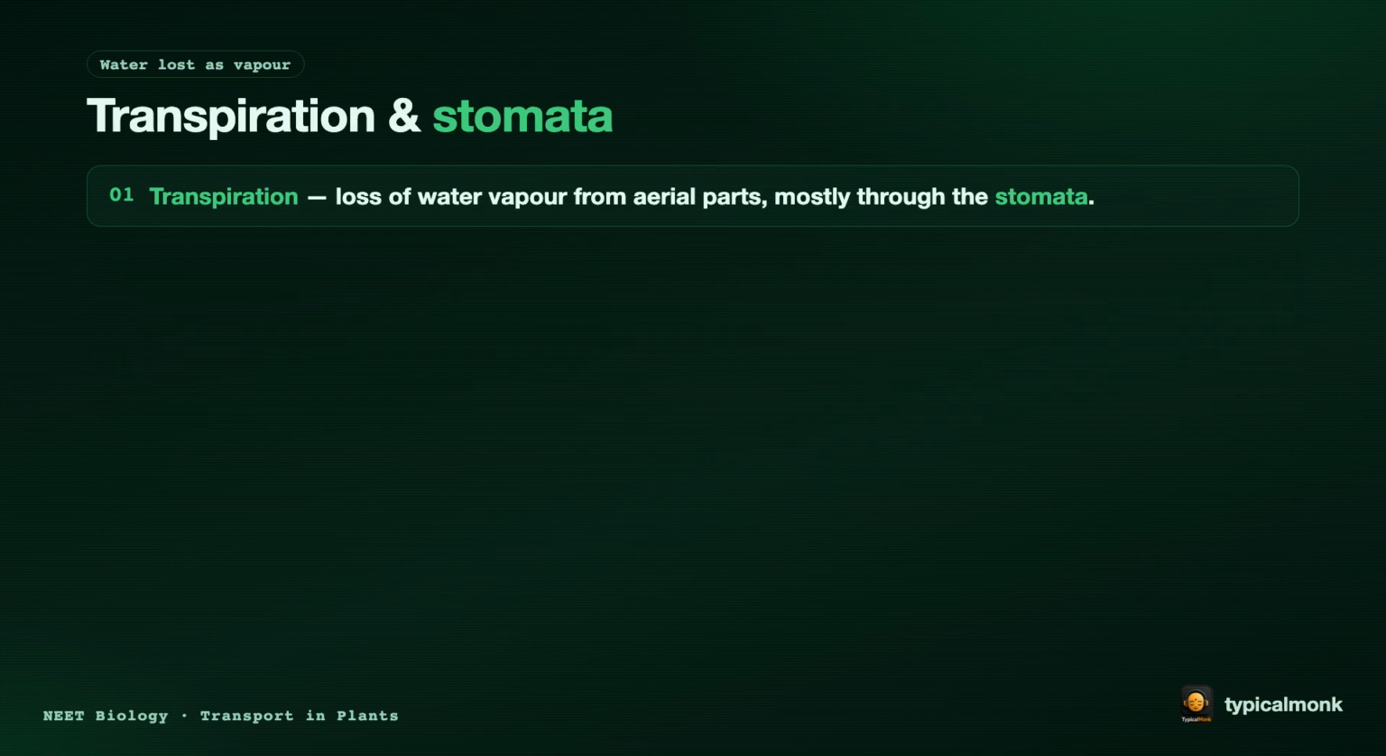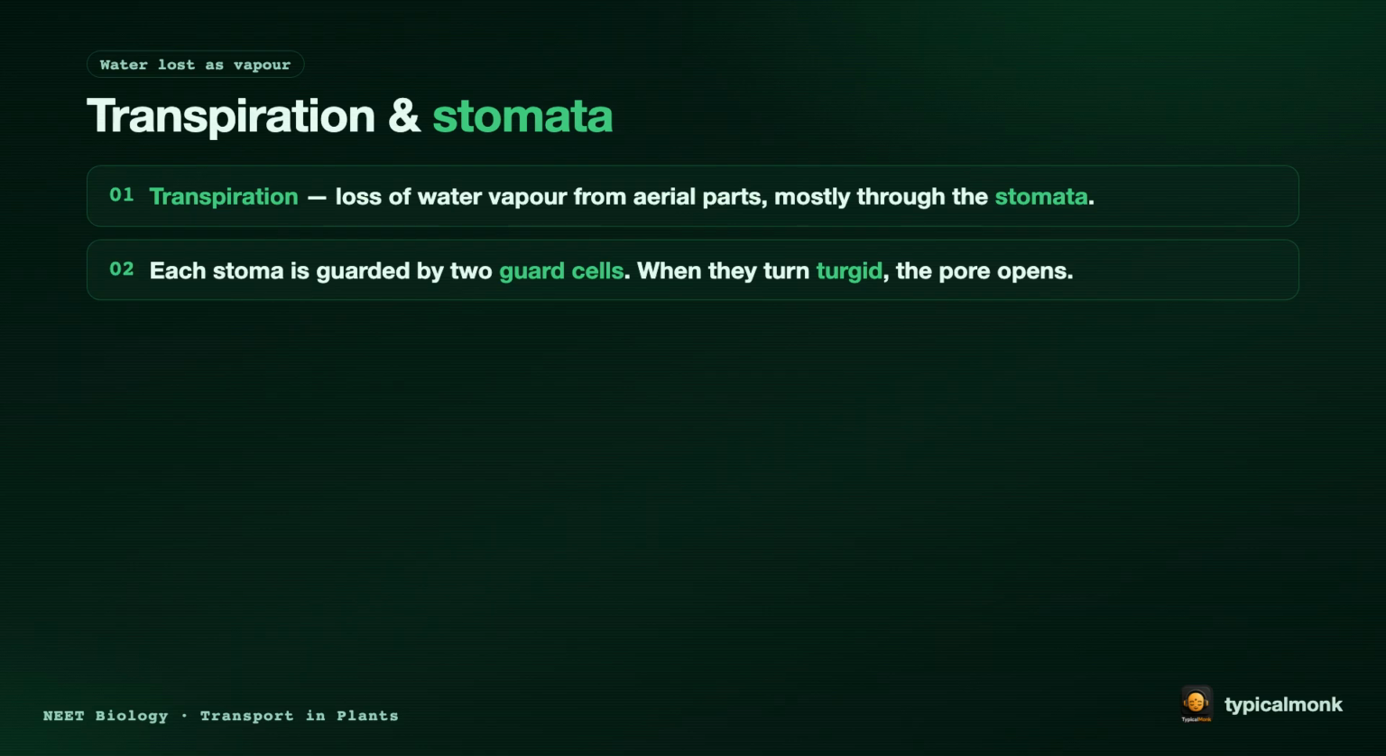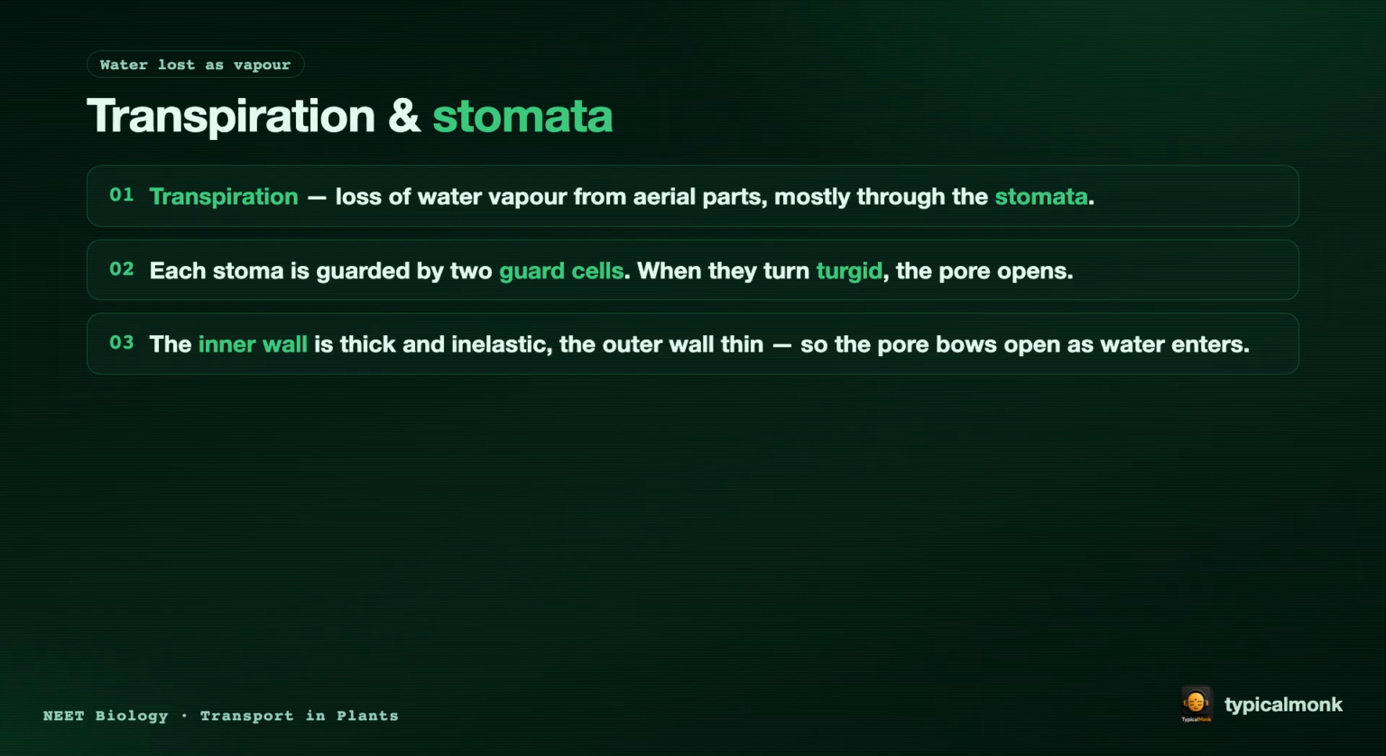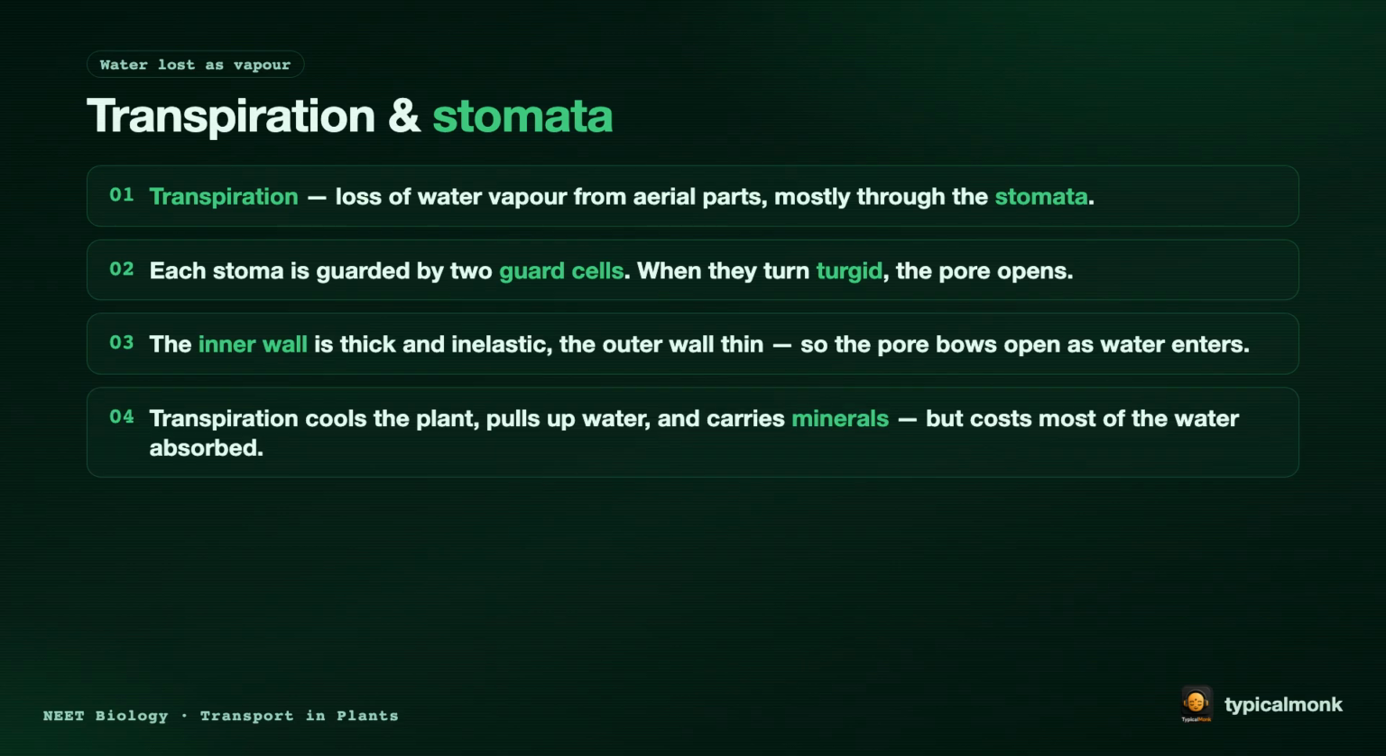Now, transpiration. Transpiration, the loss of water vapor from aerial parts, mostly through the stomata. Each stoma is flanked by 2 guard cells. When they turn turgid, the pore opens. The inner wall is thick and inelastic. The outer wall is thin, so the pore bows open as water enters. Transpiration cools the plant, pulls water up, and carries minerals, but it costs most of the water absorbed.